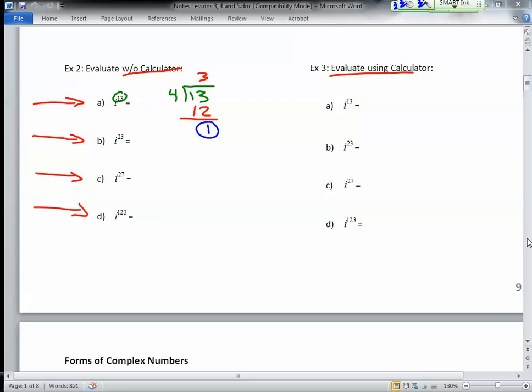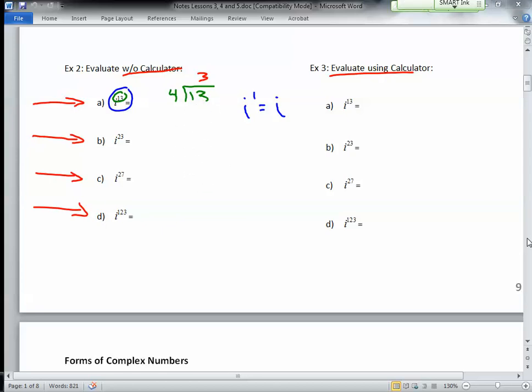I'm going to say that i to the 13th is the same thing as i to the first power. And looking at my chart, what was i to the first power equal to? It was just equal to i. Right? Looking back up at your chart, right above you. So I'm going to do that for each of these. Let me give myself some space right here.